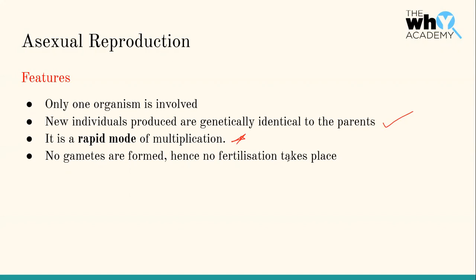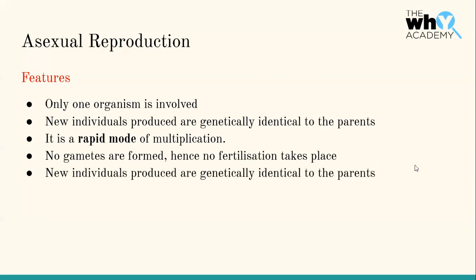No gametes, therefore no fertilization. Therefore, it is rapid. Therefore, the individuals will be genetically identical to the parents, right? Okay. You can take this down if you want, or you can take it down when I share the PPT. Anything is fine. Just make sure you have this somewhere as features, because sometimes they ask these questions also. What are the features of asexual reproduction? Oh yeah, genetically identical. It's come twice, it's the same point, just repeated twice.